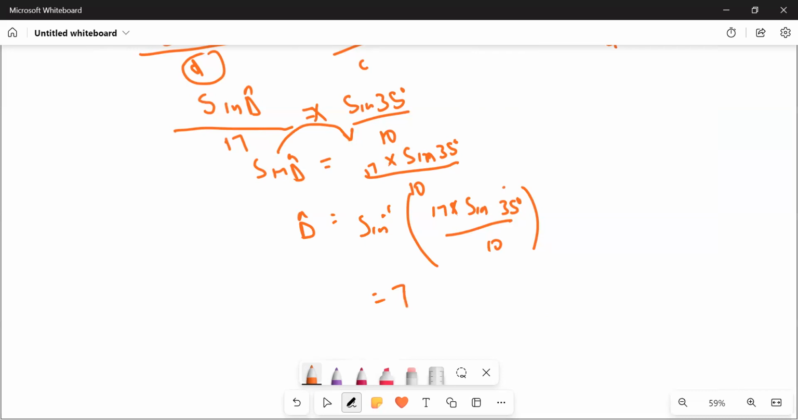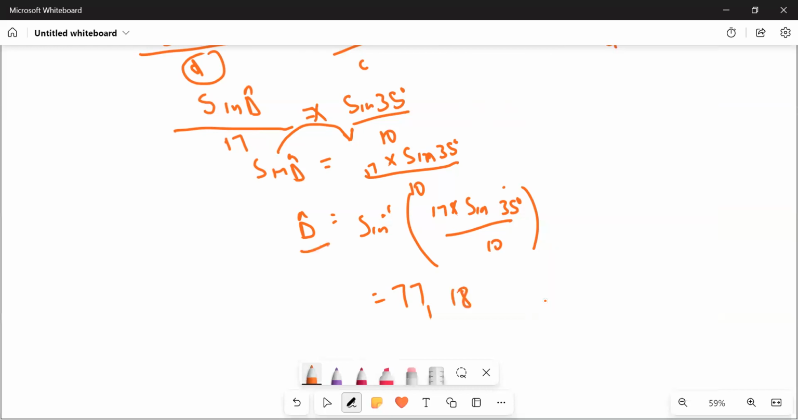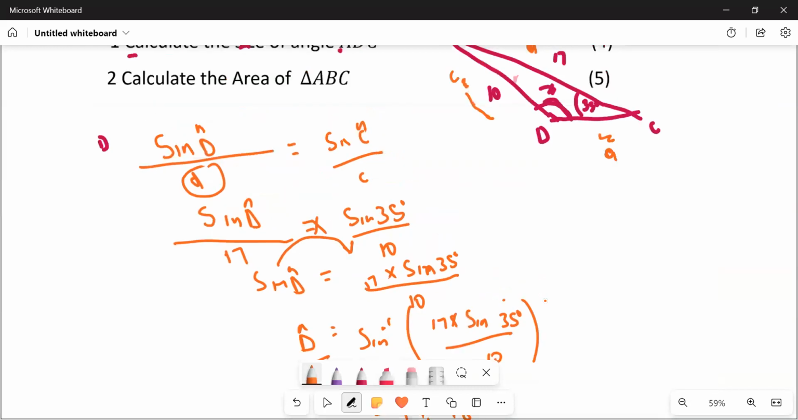We get 77.18, rounded off to two decimal places. I get shift, fix, 6, 2. Okay, 77.18 again.